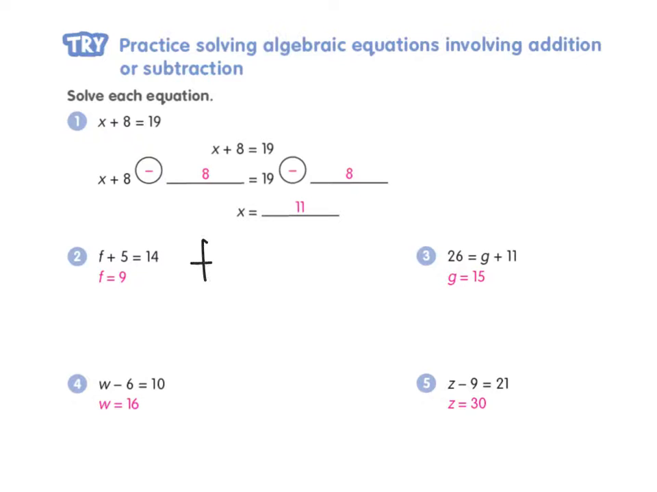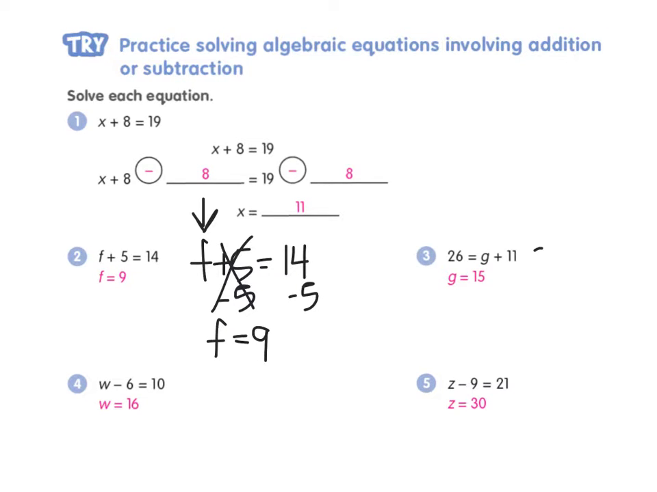For number 2, we have f plus 5 equals 14. To isolate the variable, which is f, that means I have to get rid of the plus 5, so I'm going to do the opposite thing to both sides. I'm going to subtract 5 and subtract 5. These will cancel, and I'll be left with f is equal to 9.